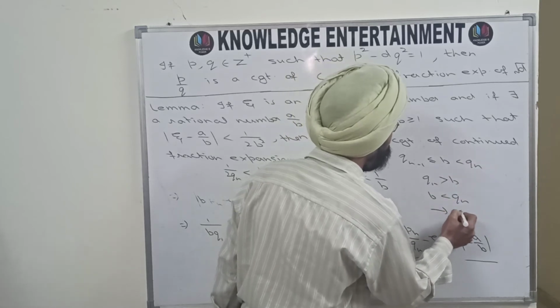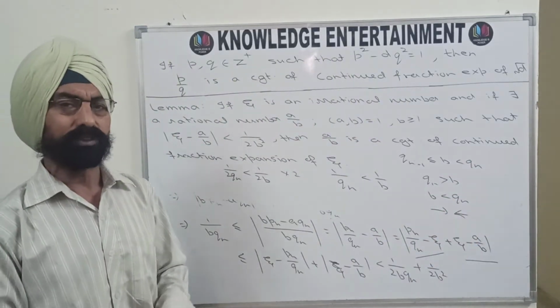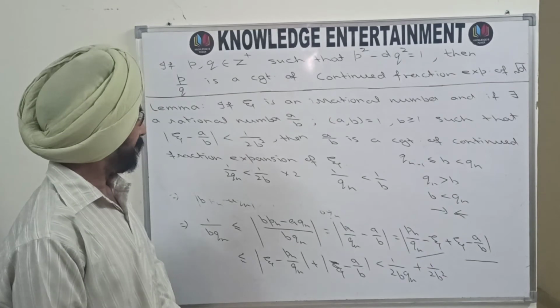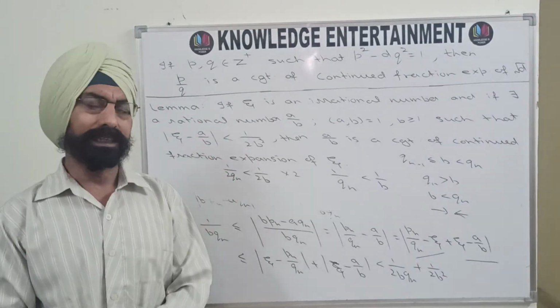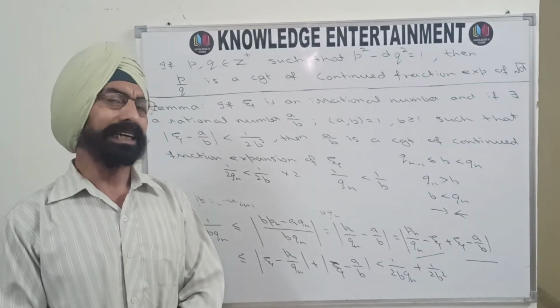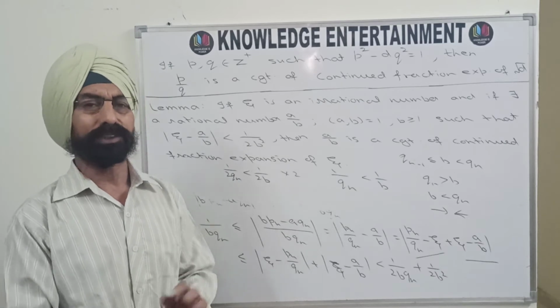So this is a contradiction, and why is this contradiction there? Because we have supposed that this number a upon b is not a convergent of the continued fraction expansion of xi.